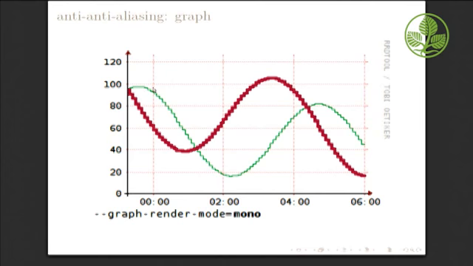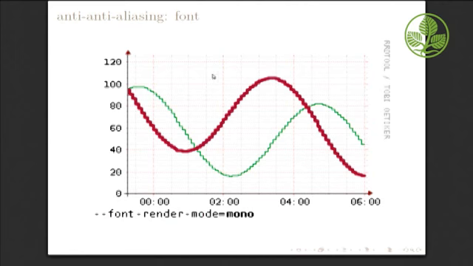which causes the lines in the graph to go back to that blocky 90s way of presentation. Also, with the font, if you want to make the font look like in an 80s computer game, you can do that by switching font render mode to mono.